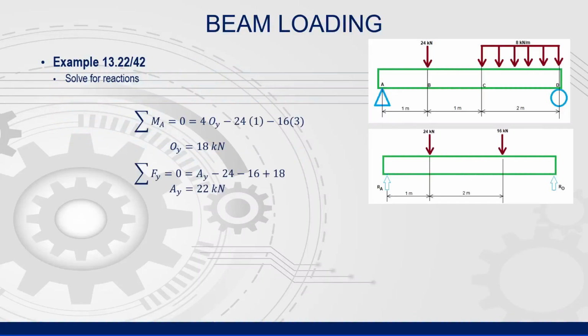Here's an example where we will create a shear and moment diagram. This is a simply supported beam. A simply supported beam has one side that is pinned, so it cannot translate up or down or side to side in the 2D plane. However, it can rotate about the pin. This constraint is represented by a triangle on the left-hand side.